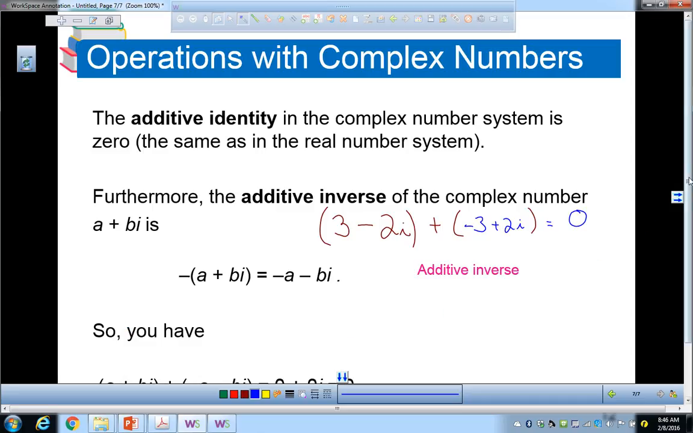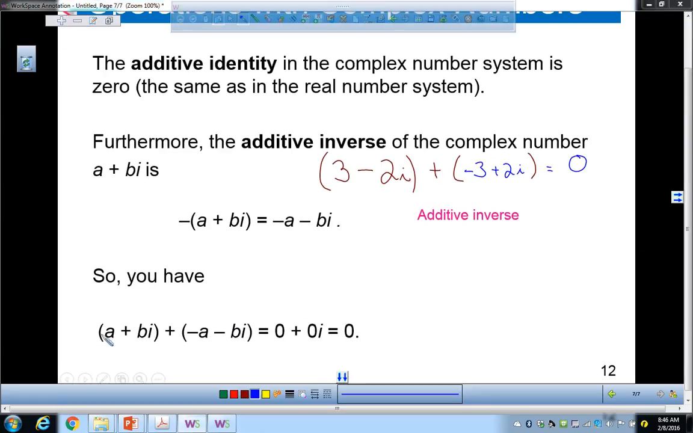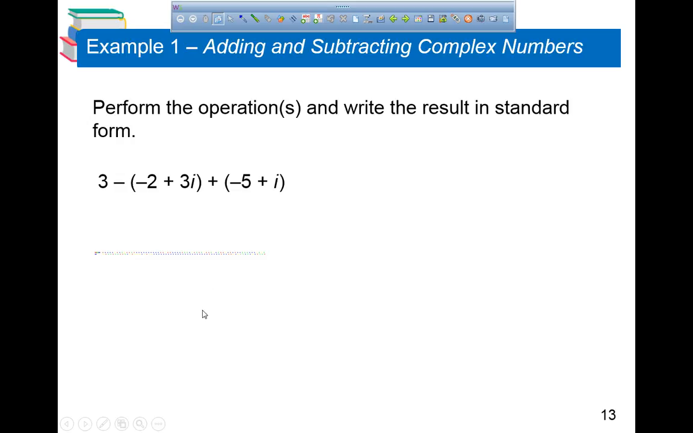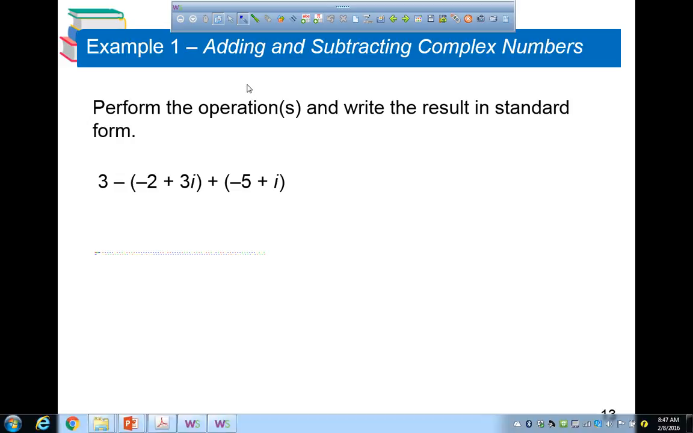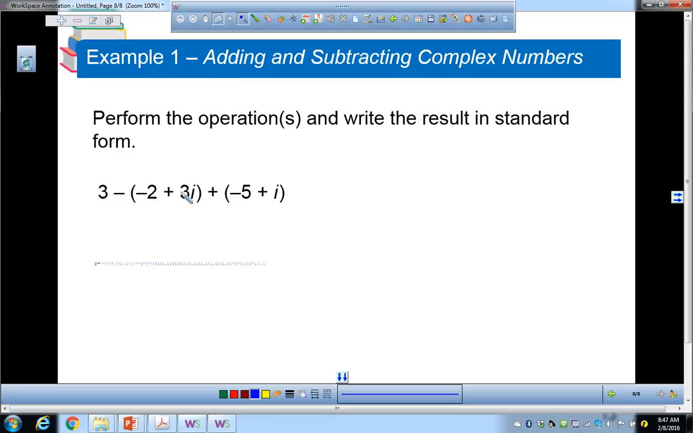So you have, what's down here? So you have a plus bi plus, there. I talked about that already. Going too fast? Okay. Perform the operation. Could you do that? Let's do it. So you add together the real parts and the imaginary parts. There's actually 3 complex numbers here. This one, this one, this one.